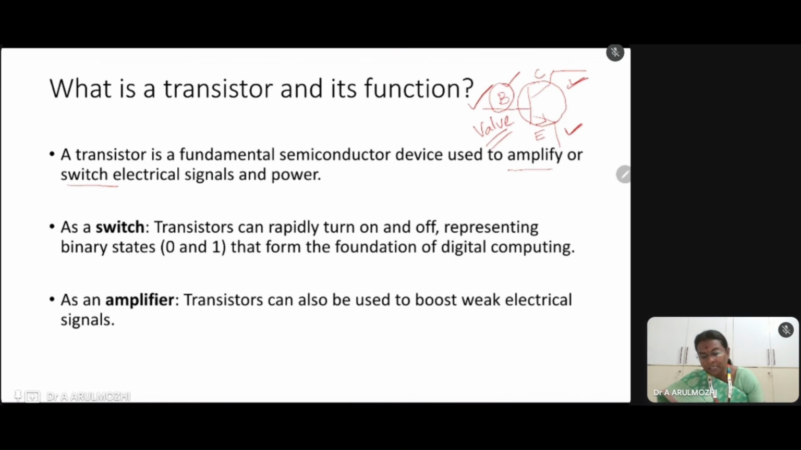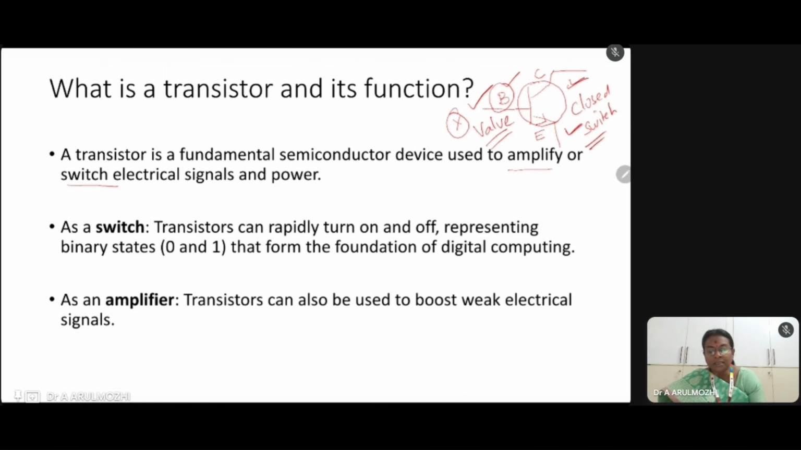In the next case, if there is no current being applied to the base of the transistor, what will happen? The transistor will be acting as a closed switch when there is no current given to the base terminal of the transistor. So from this, we can understand it is going to act as a switching device.